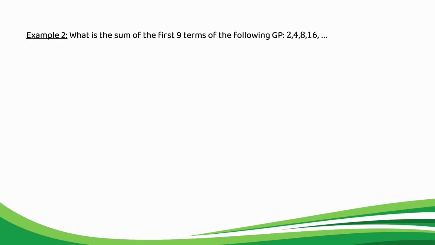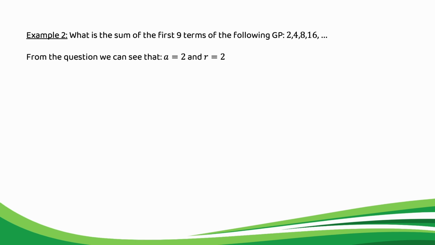Now we move on to an example question relating to summing a geometric progression. Example 2 asks us to find the sum of the first 9 terms of a GP, 2, 4, 8, 16 all the way on to infinity. A good first step to take is to write out all known knowledge from the question.